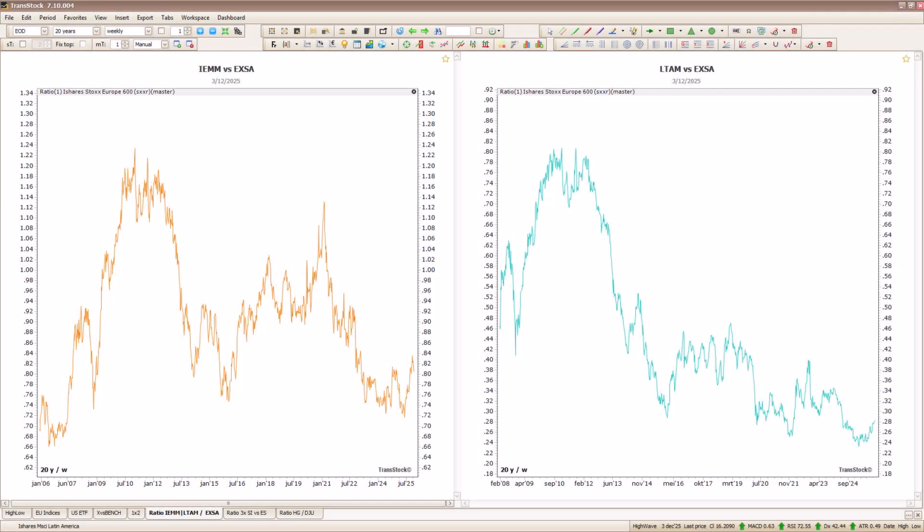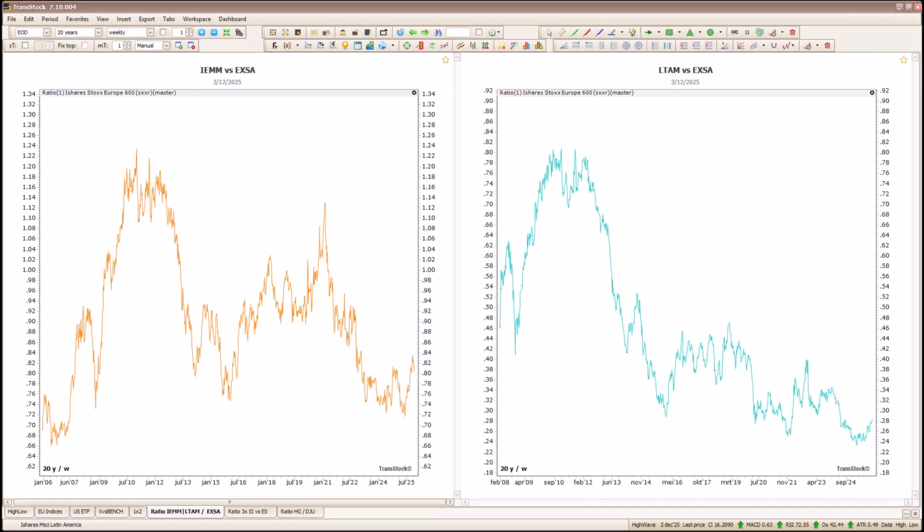You often see some kind of base forming, a rounded bottom, or a wedge. That's when you start building your follow-up lists. I'll show you two more interesting studies in the metals sector.